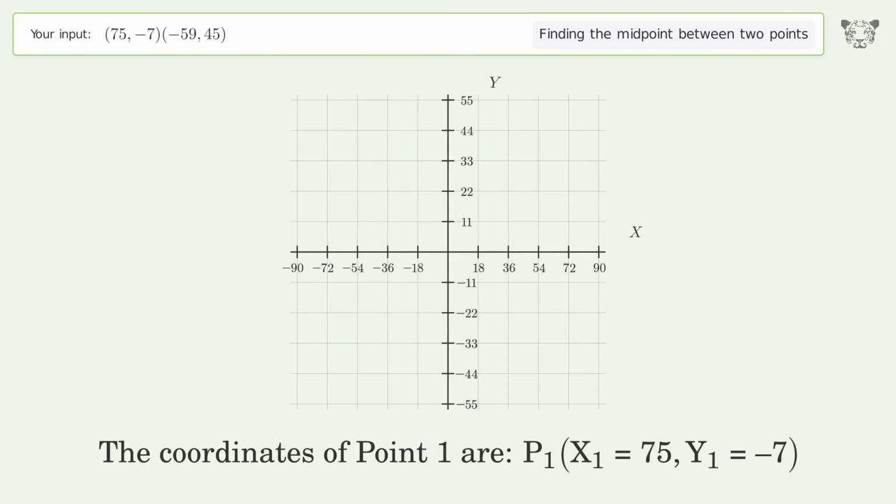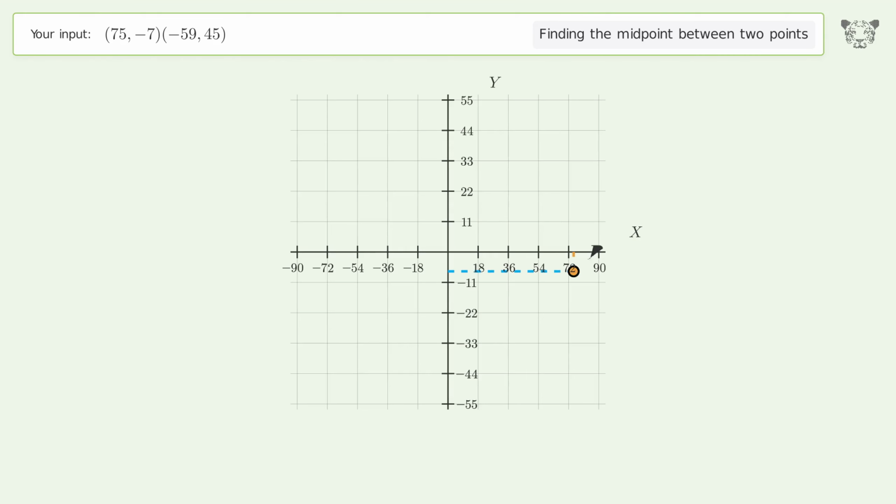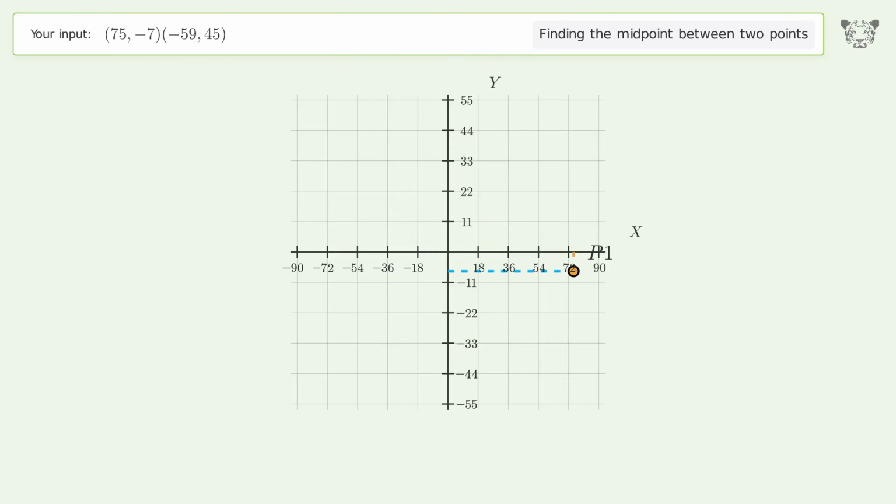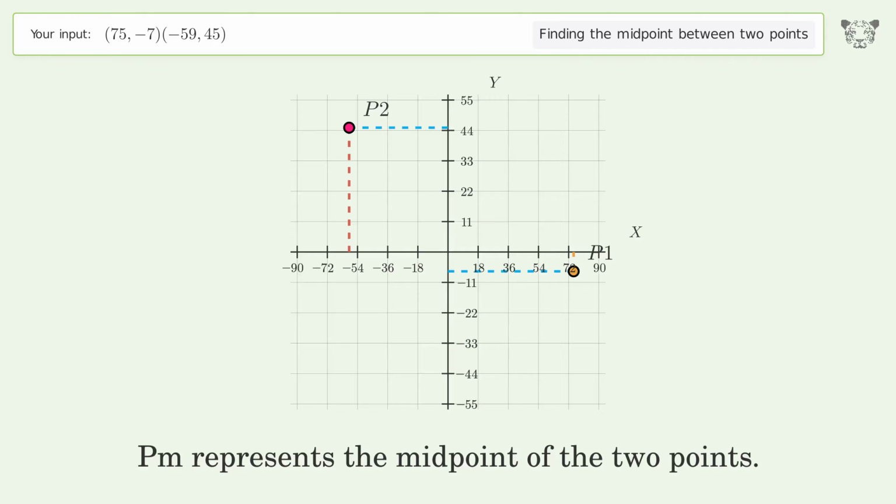The coordinates of point 1 are x1 equals 75, y1 equals -7. The coordinates of point 2 are x2 equals -59, y2 equals 45. PM represents the midpoint of the 2 points.